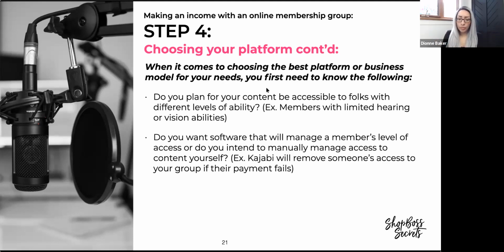You want to know basically whether you need the software to manage a member's access to certain things, or if you intend to manually do it. So if we're starting with that very basic PayPal button scenario to a private Facebook group, if you're going to have 25, 30 members, that's not a lot of administration.